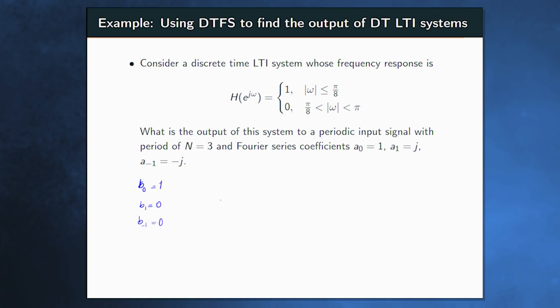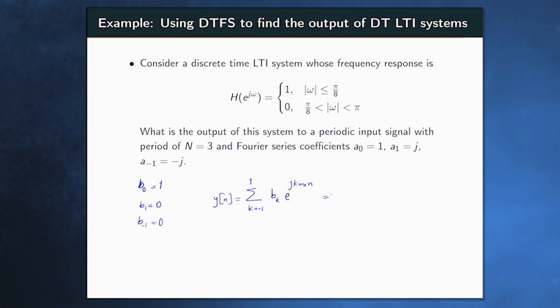With that, I can write y of n. I can use the synthesis equation because I only have one non-zero b_k coefficient. So y of n is equal to the sum of b_k e to the j k omega naught n. I need to run this summation over one period, so I'm going to do it for k equal to negative 1 to 1. Because the period of the input signal is 3, the period of the output signal is going to be 3, and I only need 3 components in this summation: k equal to negative 1, k equal to 0, k equal to 1, 3 components.